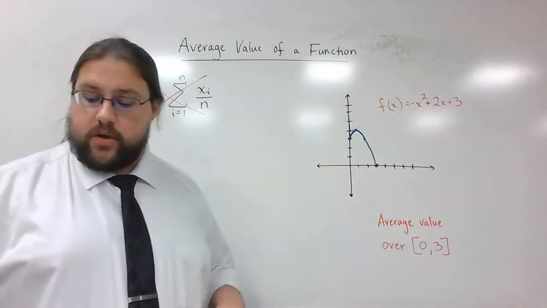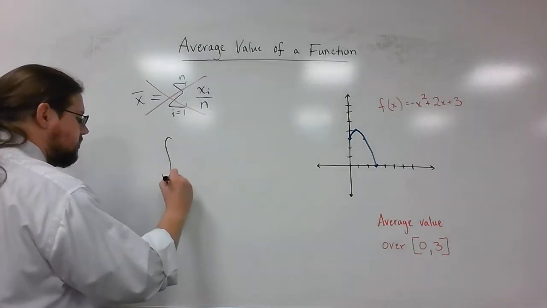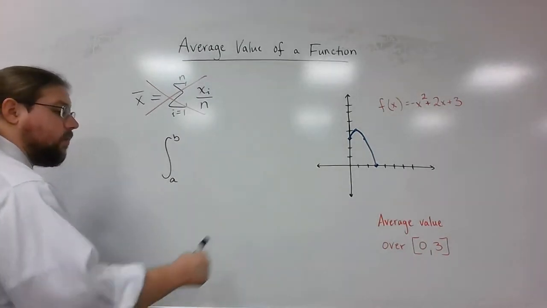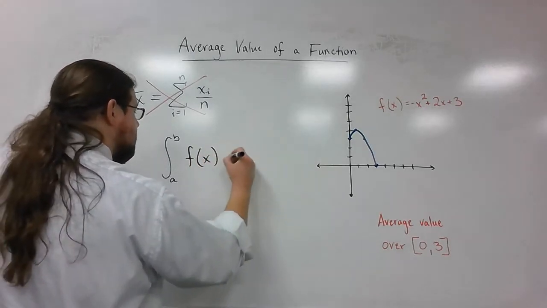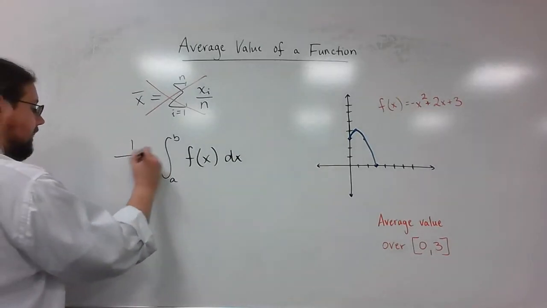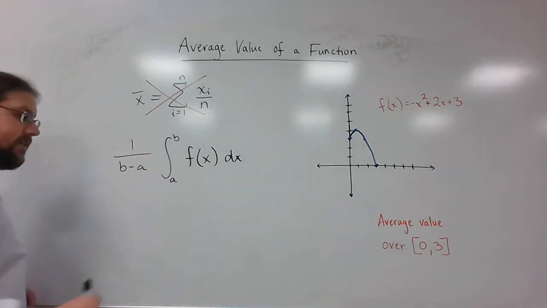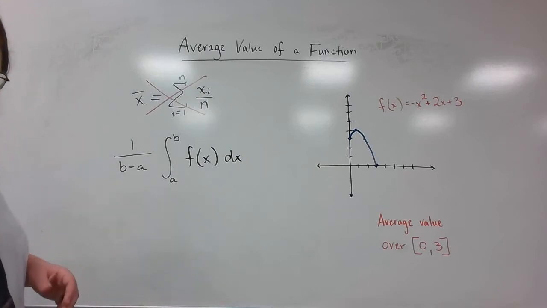So what we're going to do is a definite integral. We're going to do our definite integral from a to b, or in this case from 0 to 3, of our function. And after we do that, we're still going to divide by something. We're just going to divide by how big the interval is. So in this case, 3 minus 0, which is just 3. I'm going to go ahead and start working on this problem.